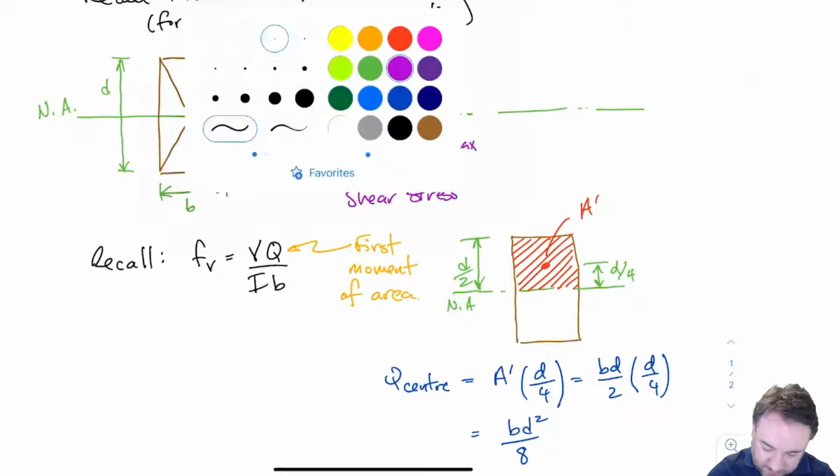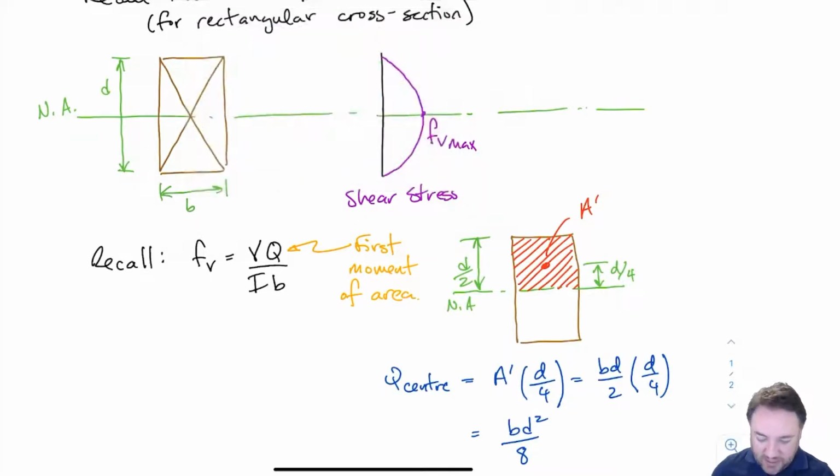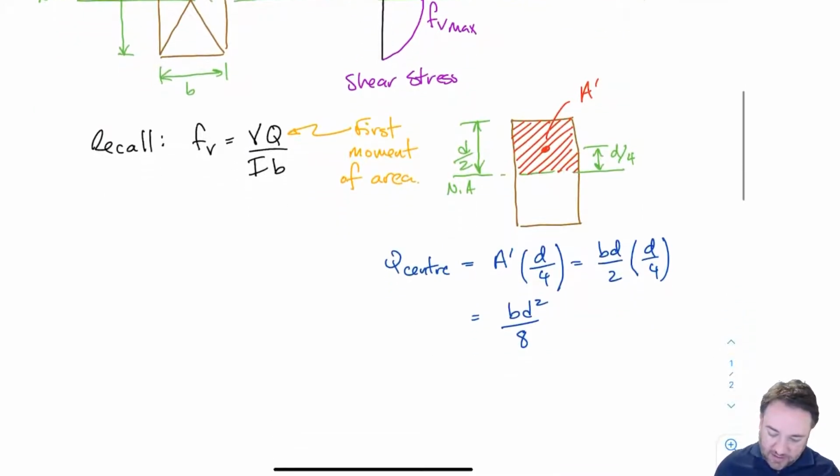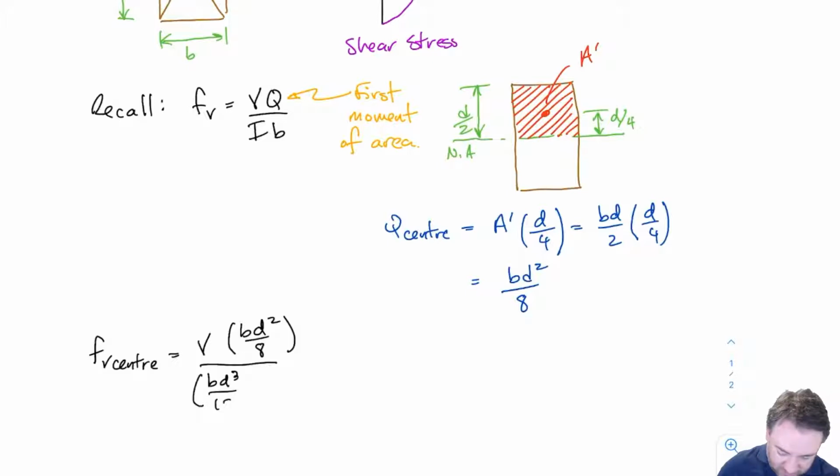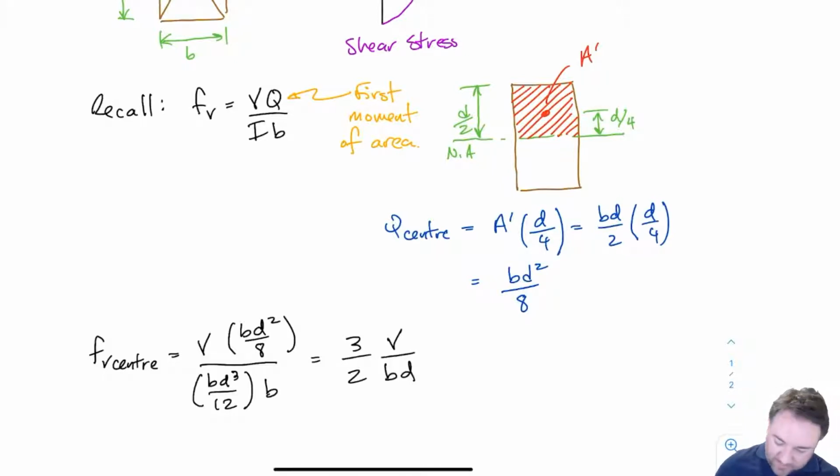Okay, so now if I want to sub everything in to find my FV, what is the actual shear stress at the center of the cross-section where it's maximum, the peak of that parabola, then I'm going to sub into that FV equation. So I'm saying FV at the center is my shear force times my Q, which we just calculated, divided by my I, which is BD cubed over 12 for a rectangle, times B, and if I sub all that in, then I get 3 over 2 times V divided by BD, which is the same as saying 3 over 2 times V divided by A, which is the cross-sectional area.